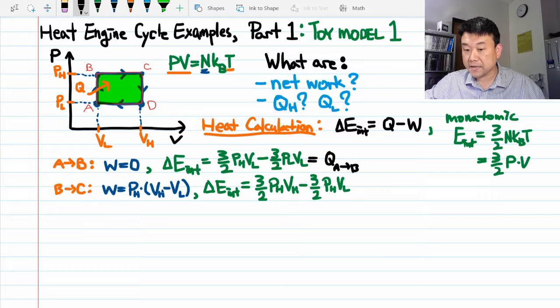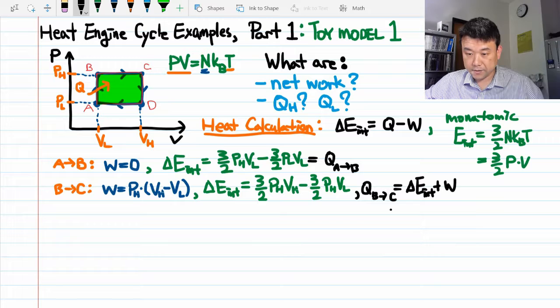Now this time this isn't the heat transferred. We have to use the first law. That is, heat transferred is change in internal energy plus the work done by the system. Alright, that looks a little bit complicated. Let me do the algebra on a separate piece of paper and then just write down the result here.